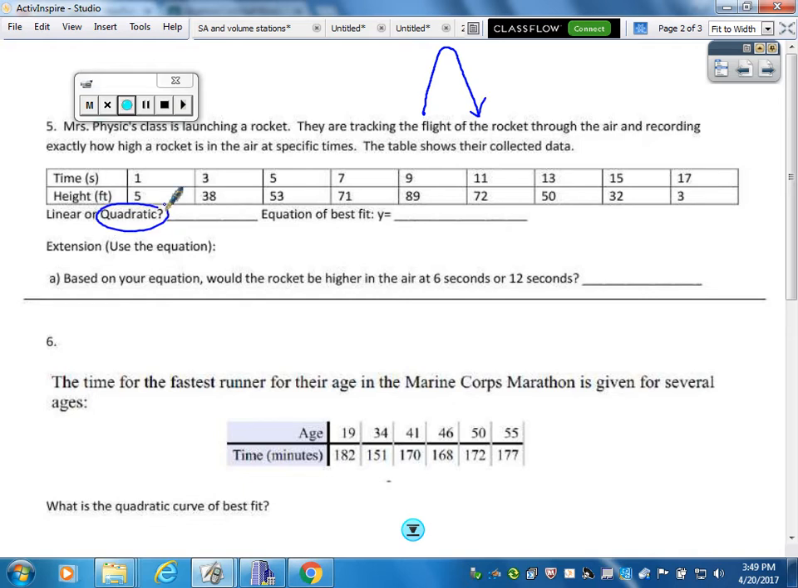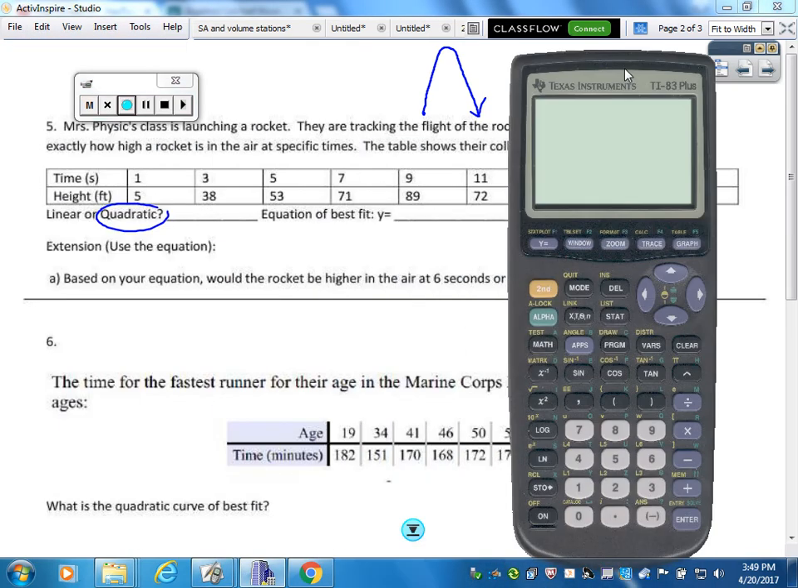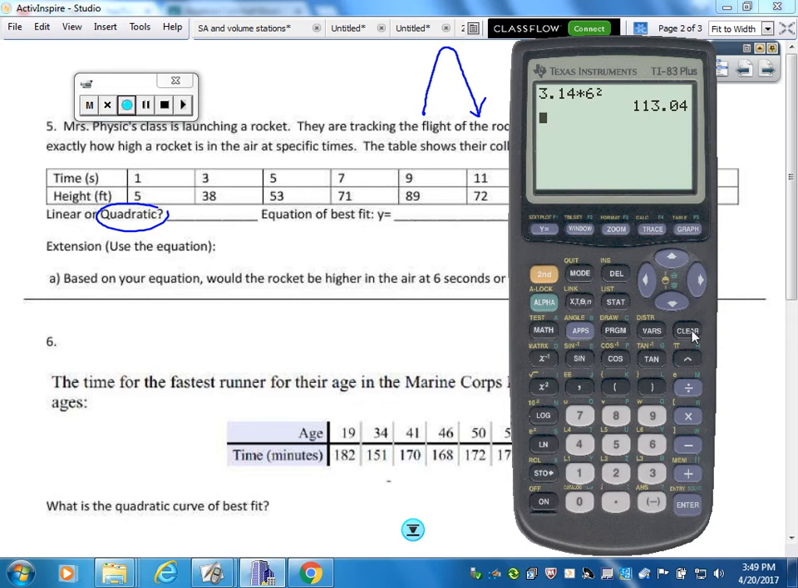So now we need to find the equation of best fit, or the curve of best fit. So we are going to get into our calculator. We're going to hit our stat key. We're going to go, so again, right here, stat key. We're going to go in and we're going to hit that first one. We're going to edit our list, so let's enter it. Make sure you're in L1 and L2.